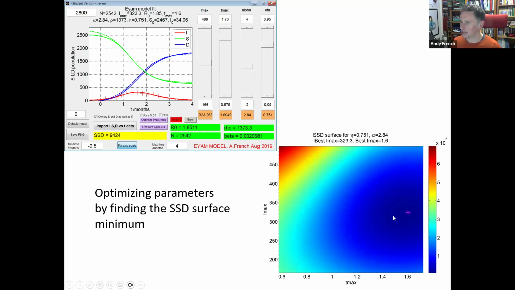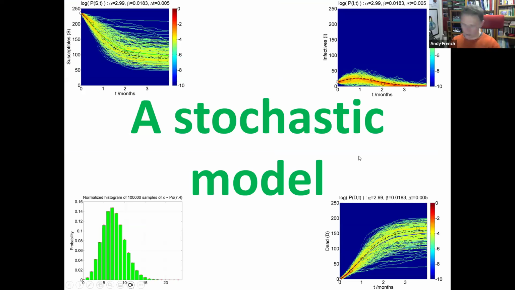So this is what this color graph means. If you plot Imax and Tmax and do a sum of squared differences for running this model in a big loop, but for thousands of ones where you're varying Tmax and Imax, you'll find that there is a minimum to this surface, like a big hole. And the best one is at 1.6323.3. So we're generalizing doing things in the loop, but for 2D. Obviously, ideally, you'd want to do it for all four parameters, but that's a 4-dimensional surface, which is harder to plot.